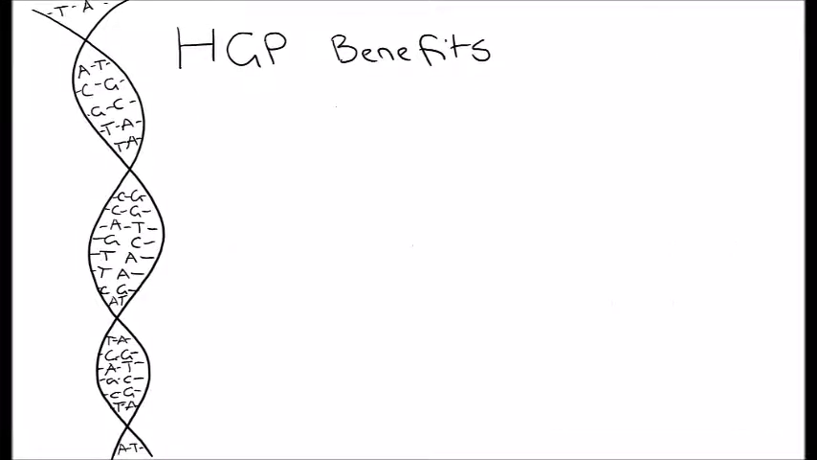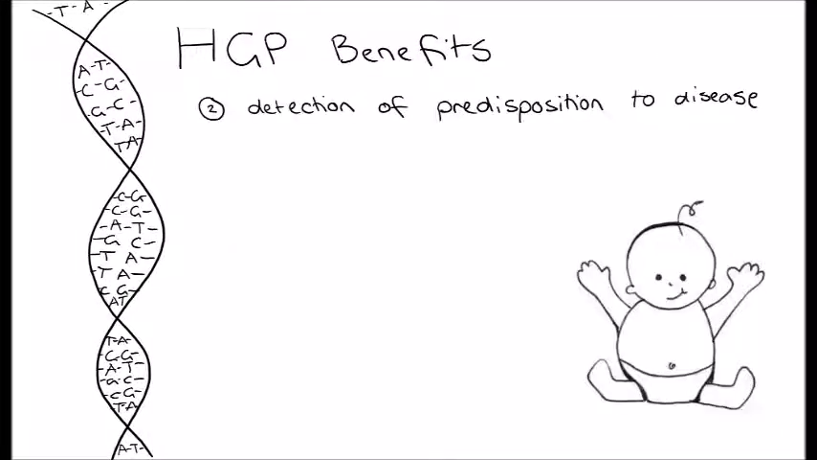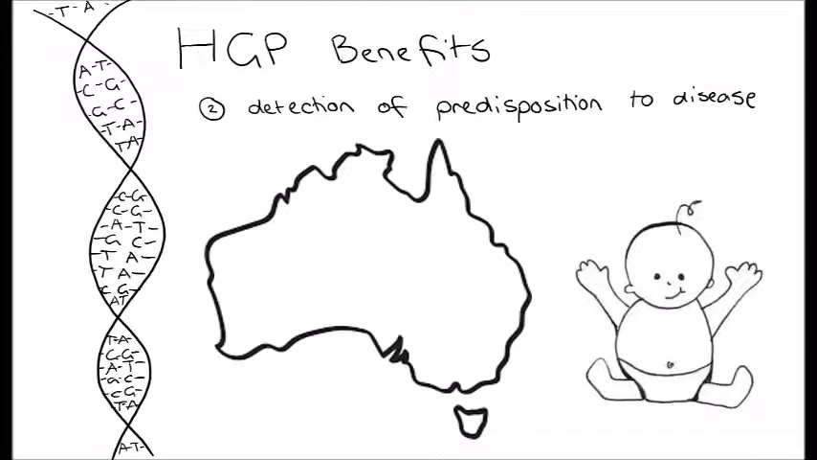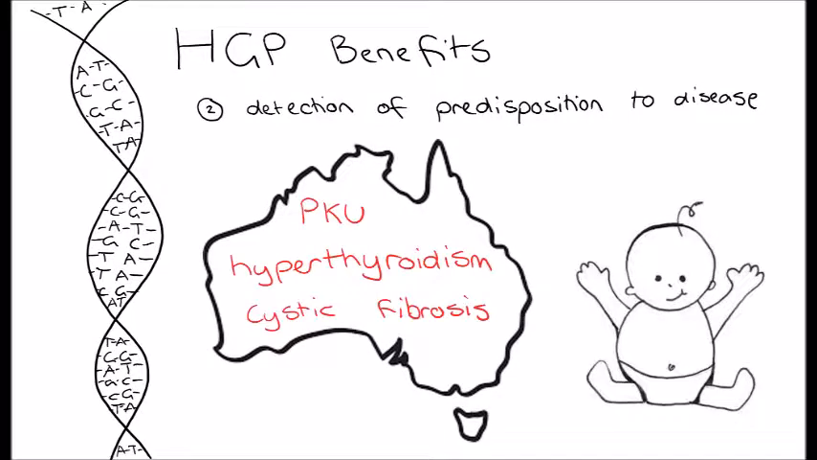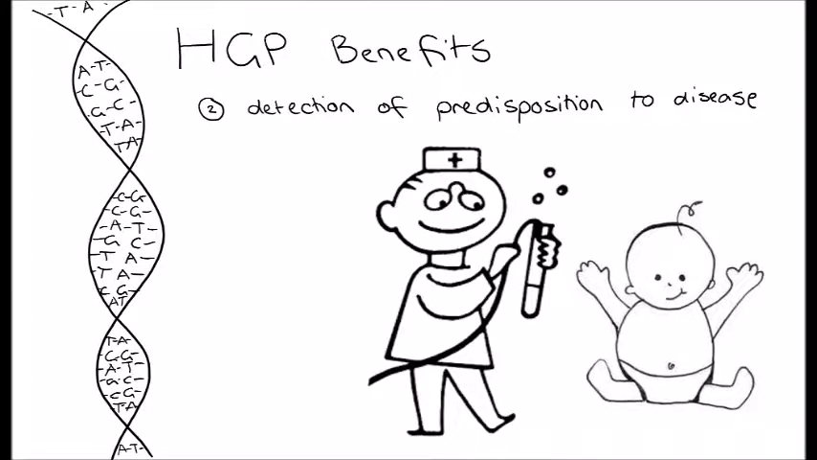The HGP has allowed for earlier detection of genetic predispositions to disease. Newborn screening is offered to all babies born in Australia. According to Better Health 2016, at 2 days old the baby is pricked on its heel and the blood is tested for genetic disorders such as PKU, hypothyroidism, and cystic fibrosis. Earlier detection of these genetic diseases means that measures can be taken to minimize the effects of this disorder on the child, and the child can be properly cared for, taking into account its special needs.